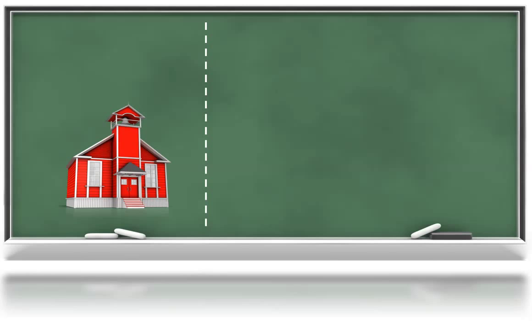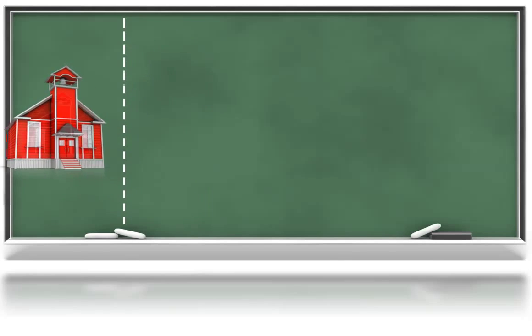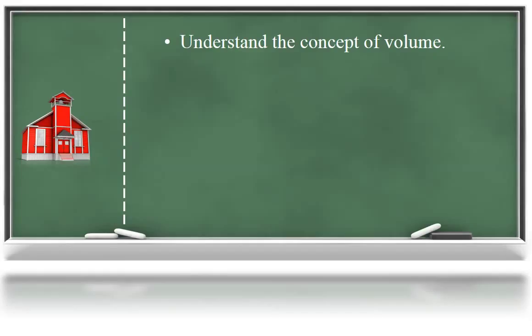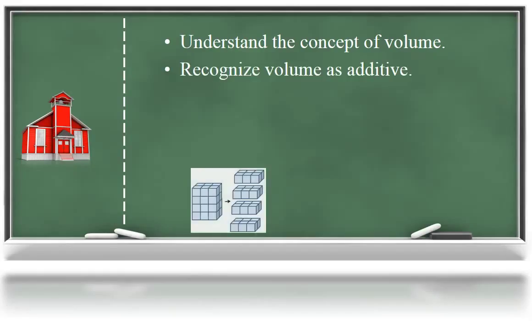In 5th grade, our students will need to understand the concept of volume. What is volume, and why do we use cubic units to measure it? They will also need to recognize volume as being additive. We want them to see that a rectangular prism can be broken into equal-sized layers whose volumes can then be added together in order to determine the total amount of space occupied by the figure.